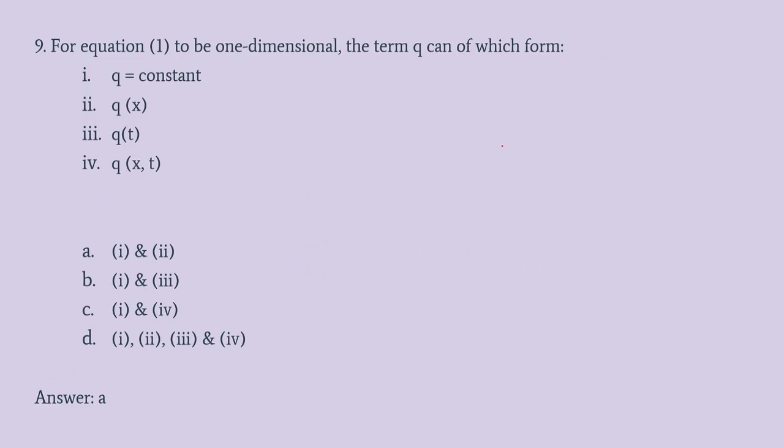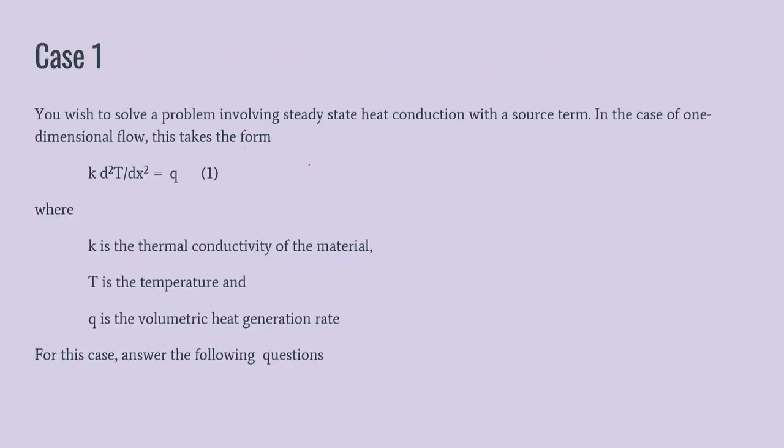Next question. For equation 1 to be one dimensional, q can be of which form? The options are: q can be a constant, q can vary in the x direction, q can vary with respect to time, q can vary with respect to time and x direction. So here, if we check the equation, we don't have any mention of time.